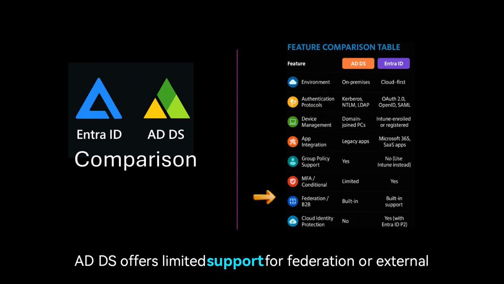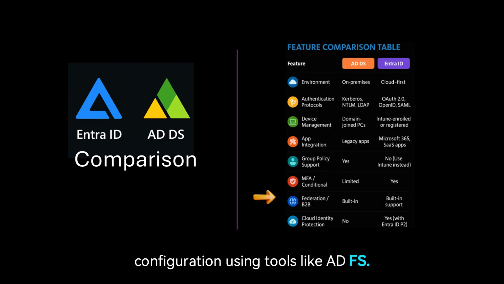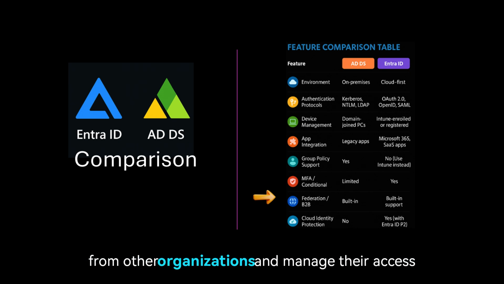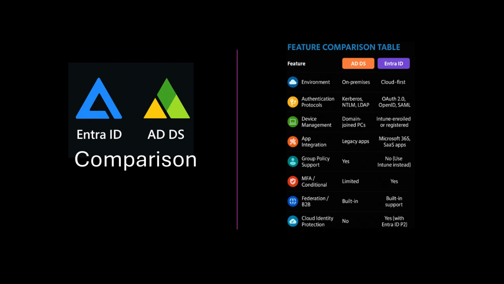ADDS offers limited support for federation or external collaboration, and it typically requires extra configuration using tools like ADFS. Entra ID provides built-in support for B2B collaboration, so you can easily invite guest users from other organizations and manage their access securely without creating local accounts.